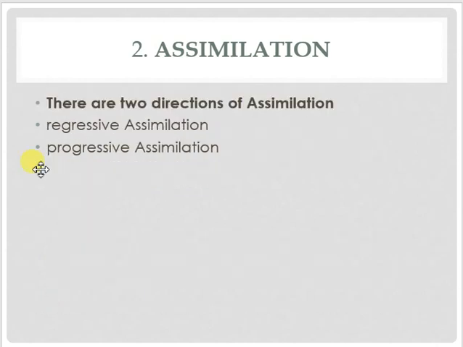Now let's see the types of assimilation. There are two types of assimilation. Regressive, or more precisely types of one direction.